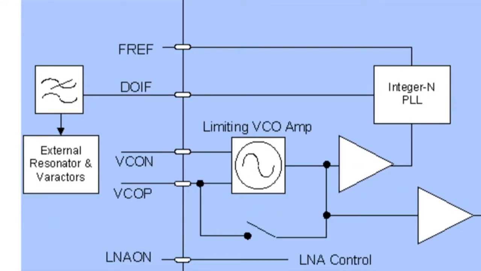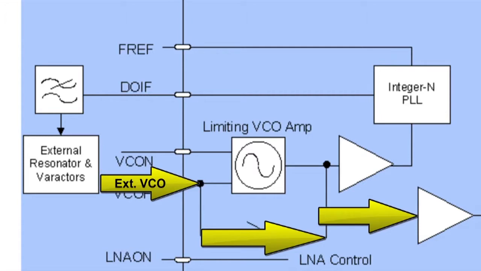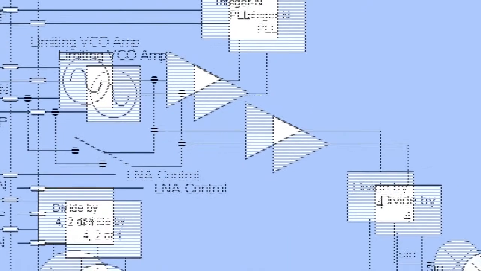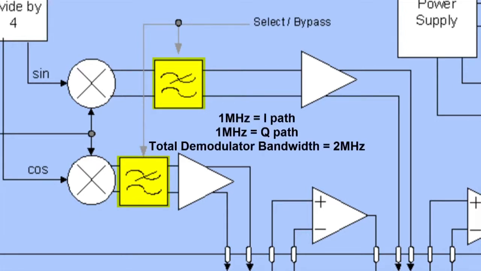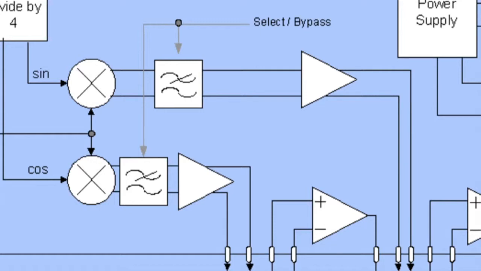The IF LO can be developed using the onboard negative resistance amplifier, or an external VCO can be used if desired. The IQ demodulator outputs have filters that act as anti-alias filters for external ADCs. The default filter bandwidth is 1 MHz in each of the I and Q channels for a 2 MHz total modulation bandwidth. The filter bandwidth can be reduced to 100 kHz in each channel if desired.